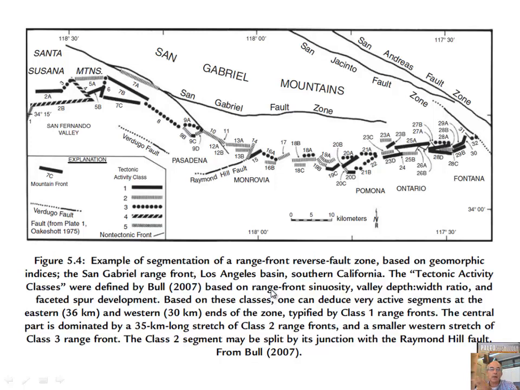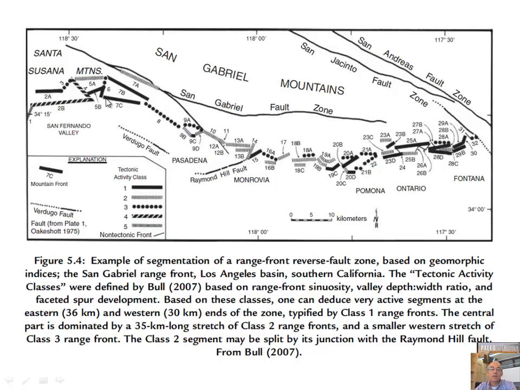He looked at a number of different indices along this reverse fault system. They were range front sinuosity, valley depth-width ratio, and faceted spurs. So remember you asking about faceted spurs on reverse faults. In this place there are a few, even though we said that they don't usually form that well. He mapped the different classes, and in general, this end of the San Gabriel Mountains looks like the faults are more active, and then it goes through a zone that's less active, and then it gets more active again.